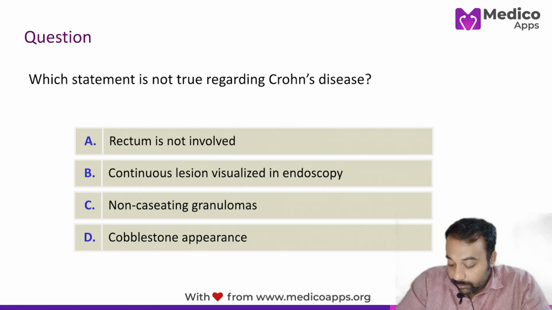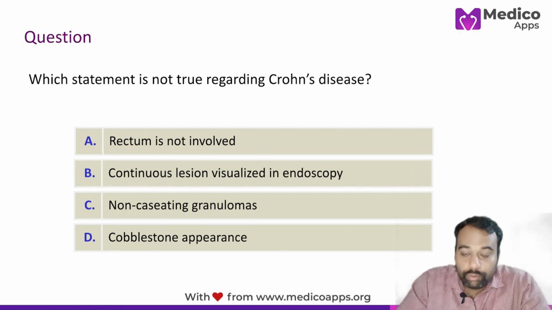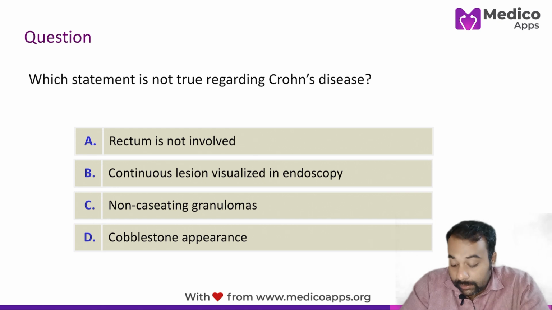So our next question is, which statement is not true regarding Crohn's disease? They are basically asking about the false statement regarding Crohn's disease. Now the options are: option A, the rectum is not involved. Option B, continuous lesion visualized in the endoscopy. Option C, non-caseating granuloma that has been seen, and option D, the cobblestone appearance.